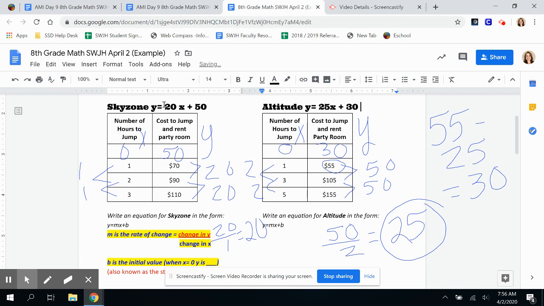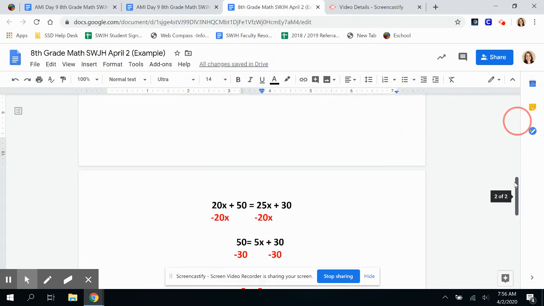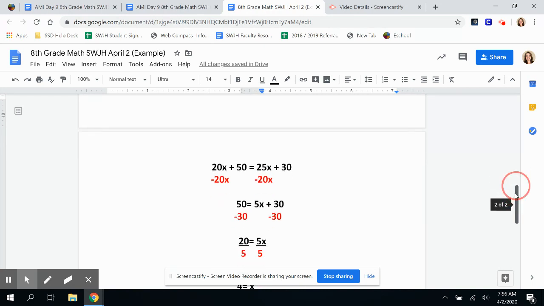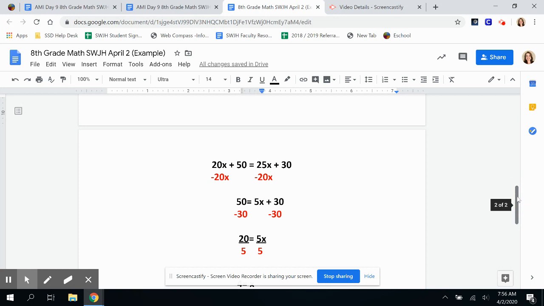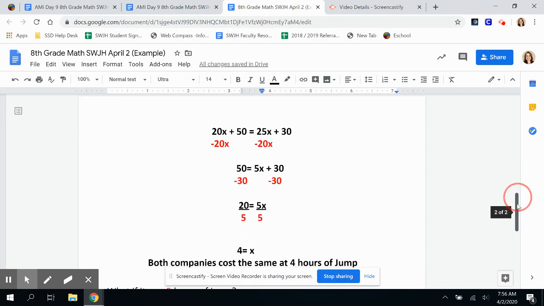We can take these two equations and set them equal to each other. So we have 20x plus 50 equals 25x plus 30. Subtract 20x from both sides to get x by itself, and we have 50 equals 5x plus 30. I subtract 30 from both sides and am left with 20 equals 5x. I divide by 5 on both sides to get x equals 4. So both companies cost the same at 4 hours of jumping.